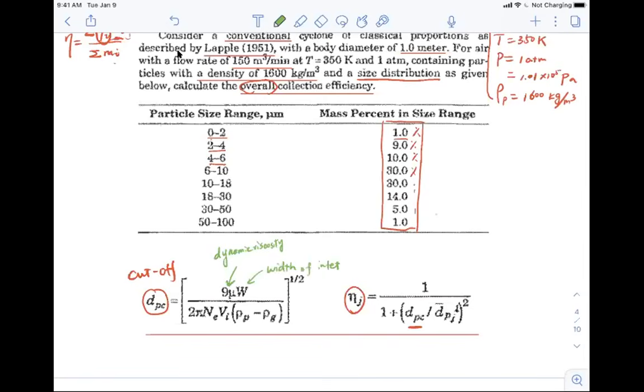right? The NE here is the number of effective turns, right? The VI, that's the inlet speed, right? And then rho P, that's the particle density. And rho G here, this is the gas density. Okay, so these are all the parameters that we have to use, right?